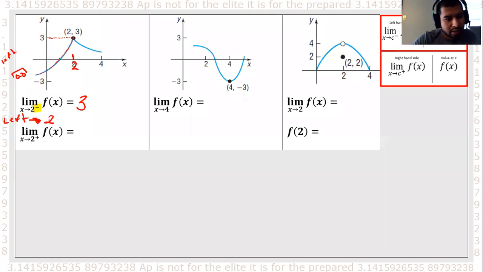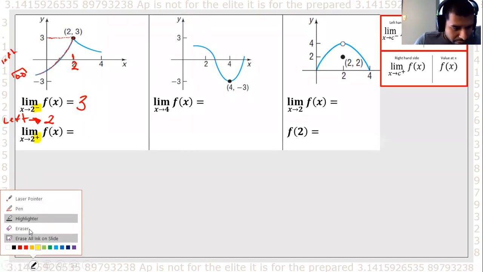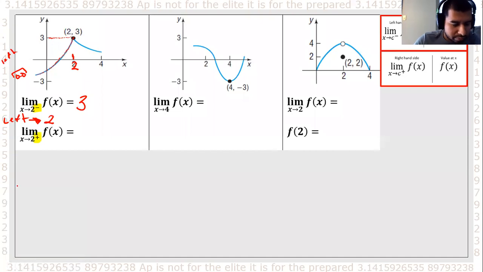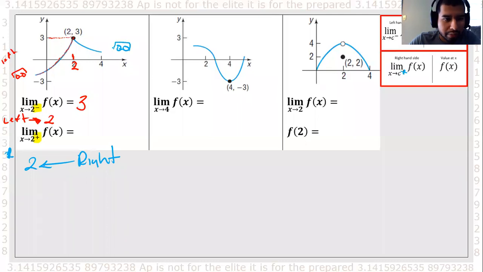Okay, let's try it again. The little exponent is positive on my second question. So therefore, am I approaching from the left or the right? If it's a plus sign, according to this, I'm approaching from the right. So I'm going to have my 2 right here, and I'm coming from the right-hand side.